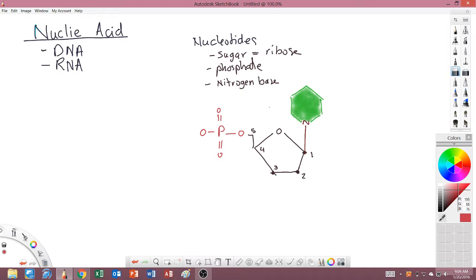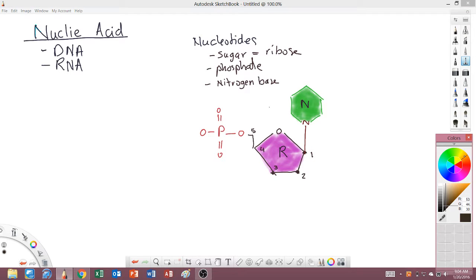Now what do we have? Right now we have a nucleotide. This is a nucleotide. It has 3 parts. It has a nitrogen base. Let me put N in there. Nitrogen base. And it has a sugar. And this sugar is what sugar? Ribose. And it has a phosphate.